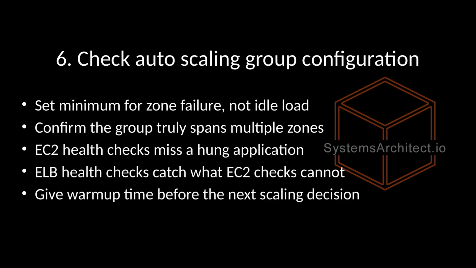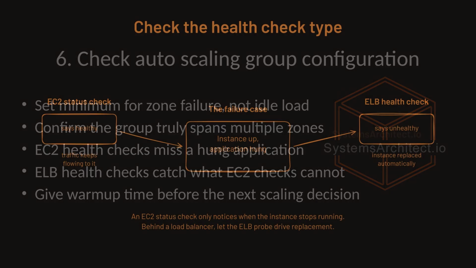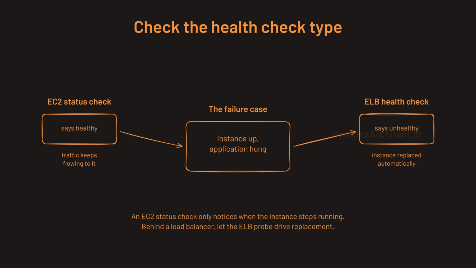6. Check auto-scaling group configuration. What does a health check actually check? A group set to EC2 health checks only notices when an instance stops running. An application that has hung while the instance stays up keeps taking traffic.